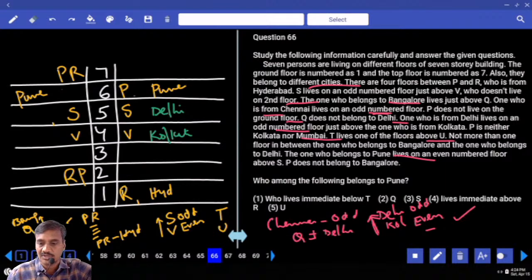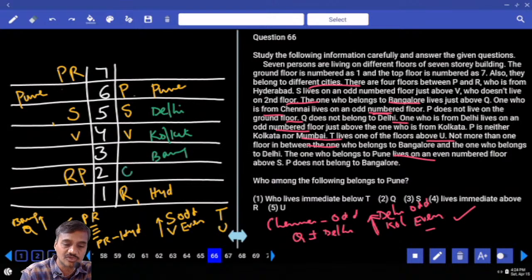Then there is not more than one floor in between Bangalore and Delhi. Now between Bangalore and Delhi, not more than one floor. Not more than one floor, hence Bangalore must be here. Now if Bangalore is here, Q must be here. Q and Bangalore.